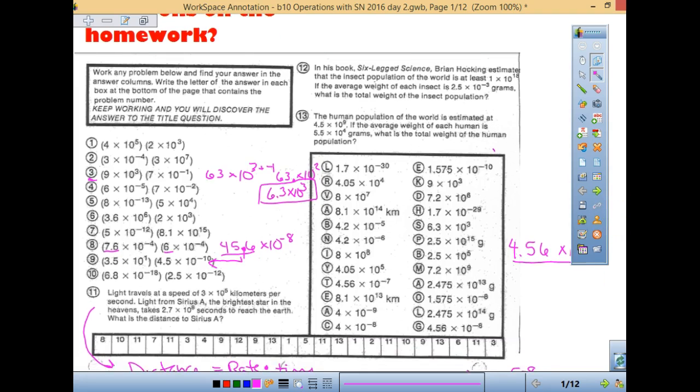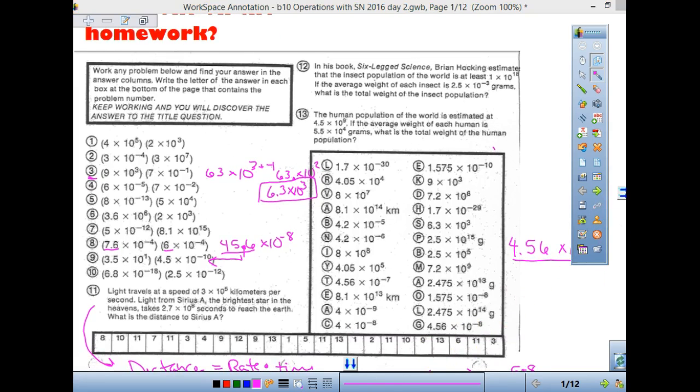So 6.3 times 10 to the third is what I am looking for. Okay? Other questions as you were looking at your homework there. So you wouldn't have seen 10 to the second, but you would have seen 10 to the third. Shaylee, on this page.